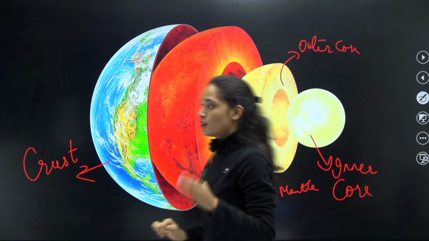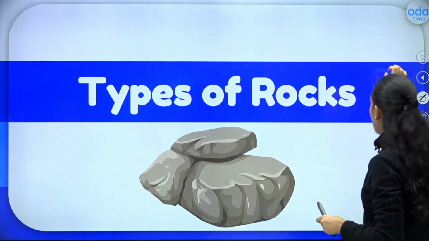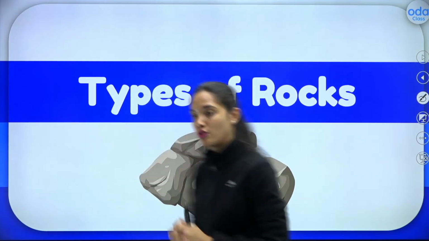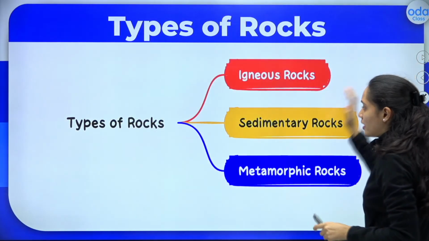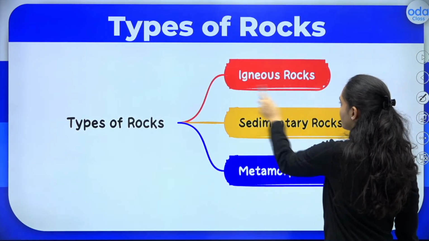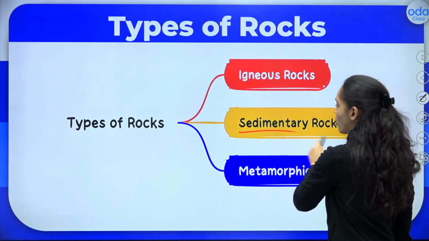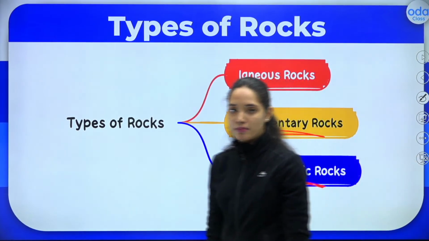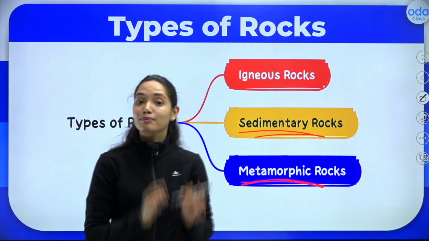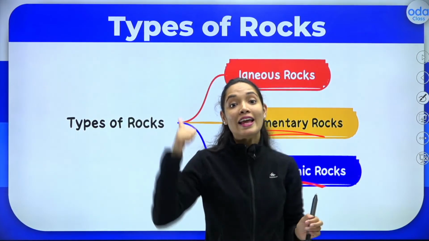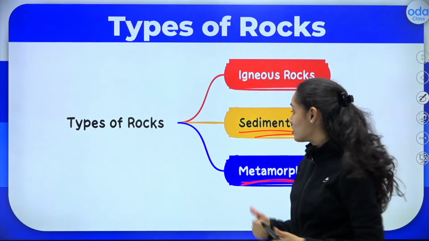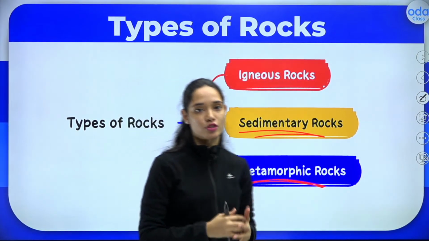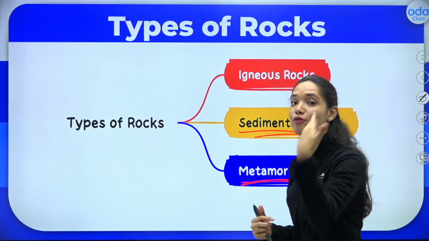So students, basically there are three types of rocks. What are those students? They are igneous rocks, sedimentary rocks and metamorphic rocks. My dear students, always remember there are three main types of rocks: igneous, sedimentary and metamorphic, and they are named because of their origin, on the basis of how they are formed.